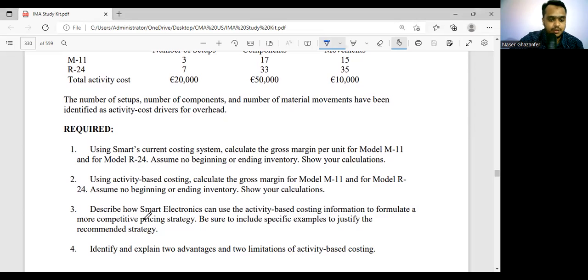Show your calculations. Then third question is describe how Smart Electronics can use the activity based costing information to formulate a more competitive pricing strategy. Be sure to include specific examples to justify the recommended strategy. Okay, so this type of question is kind of descriptive, तो आपको type down करना है answer. And in the first and second, there are calculations. We have to find out gross margin. मतलब first और second में gross margins calculate करना है.